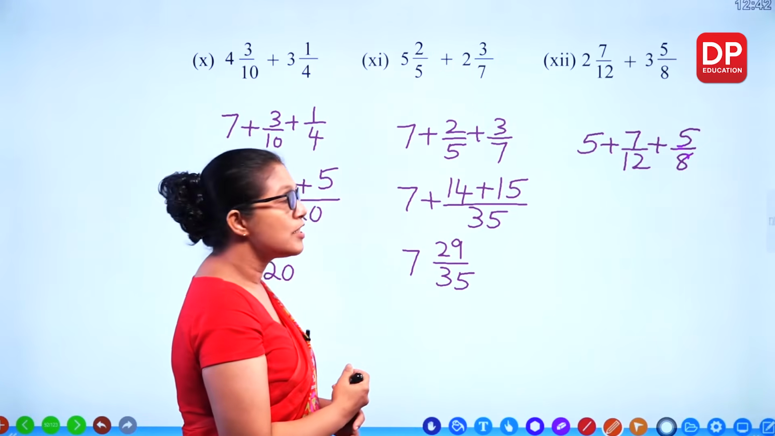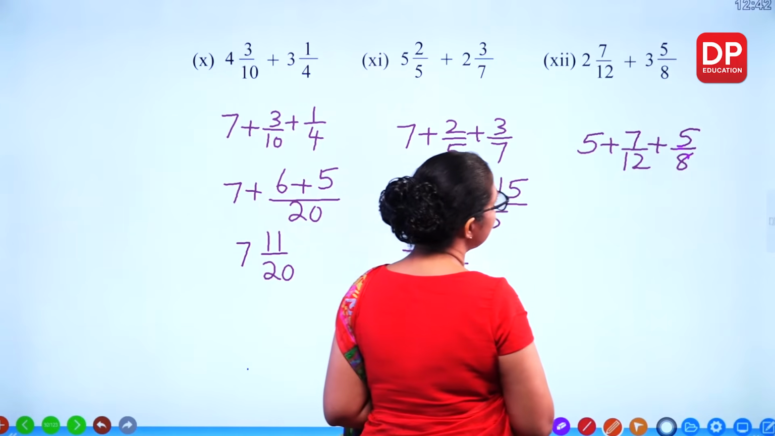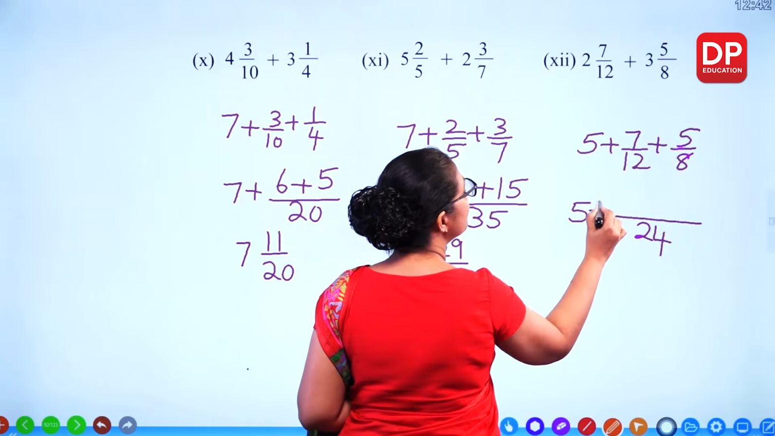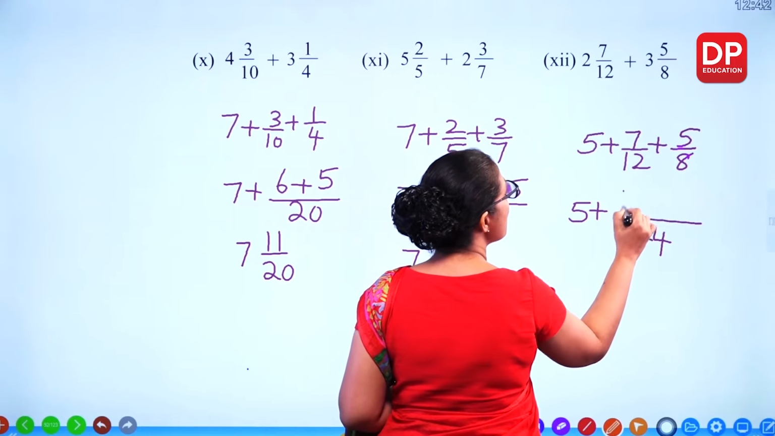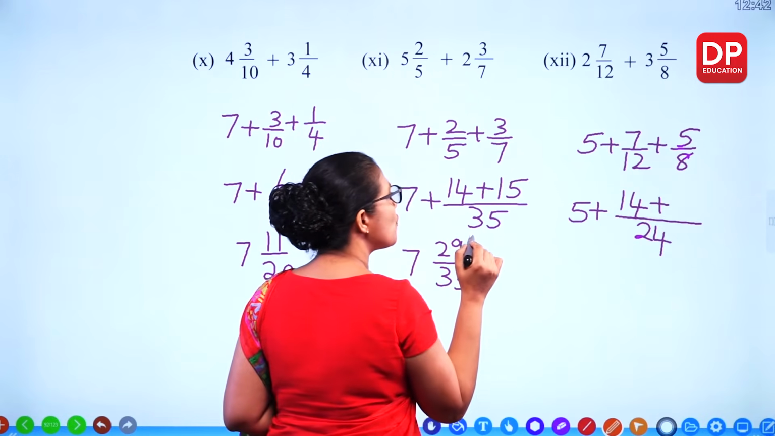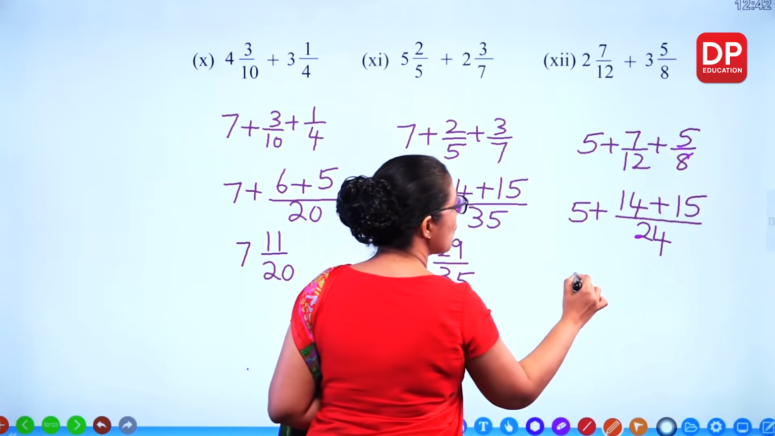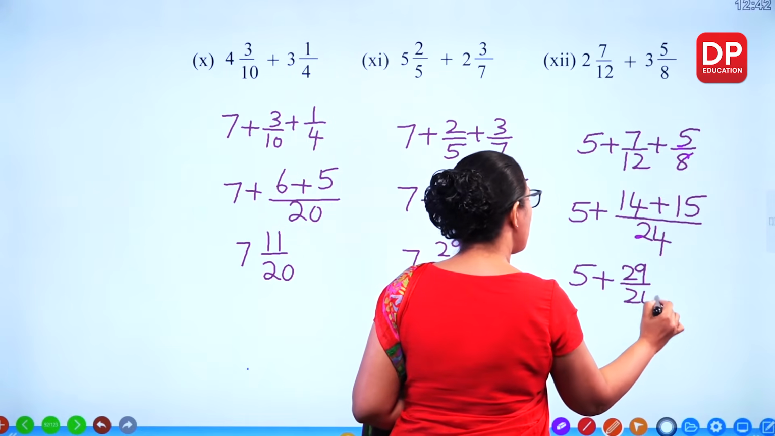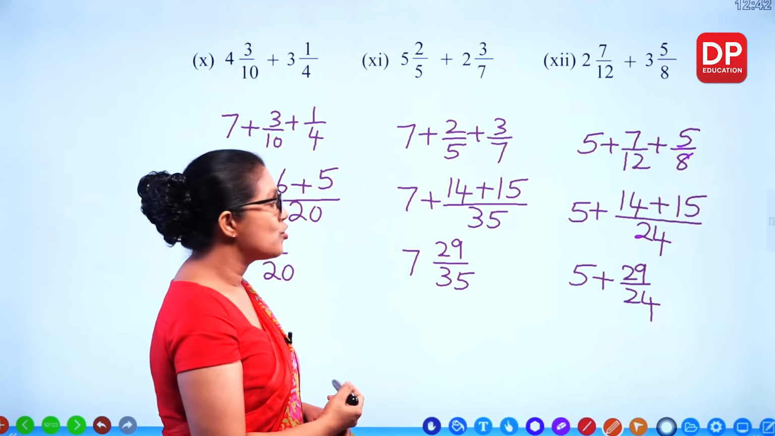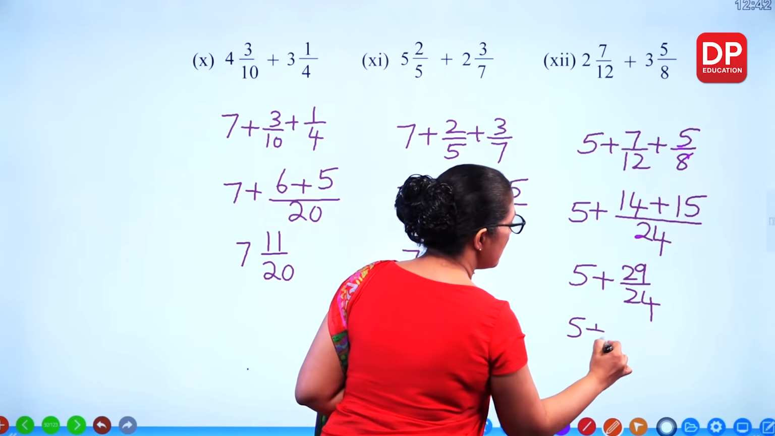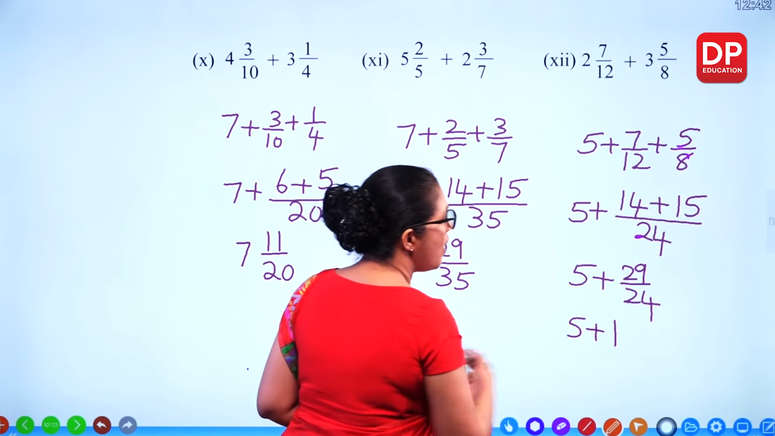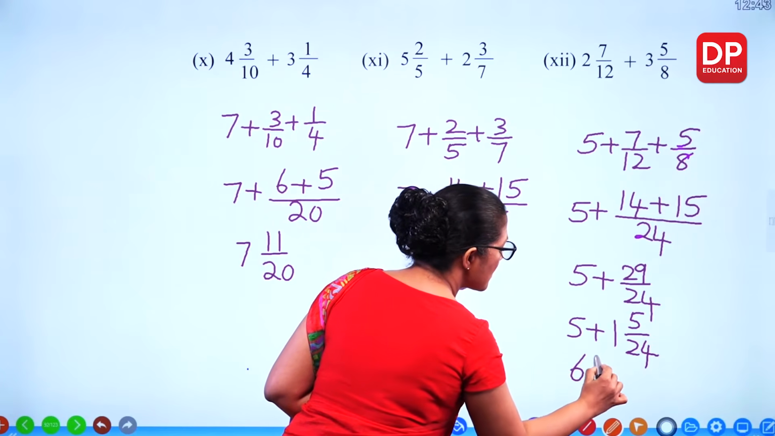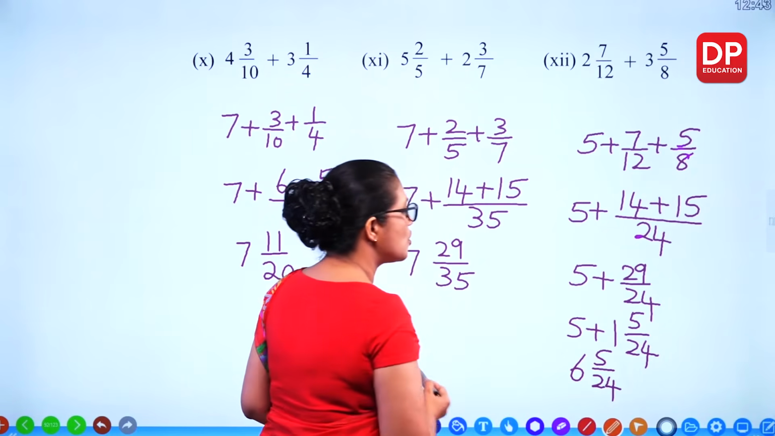12 and 8, what's the common denominator? You get 24. 12 times 2, so 2 times 7, 14, and 3 times 8, 24, 3 times 5, 15. So when you add, you get 29 over 24. That's an improper fraction. Convert to mixed number. Here 1 full part is there. So 24 and 5 remaining. So 5 plus 1, I can write 6. 6 and 5 over 24.